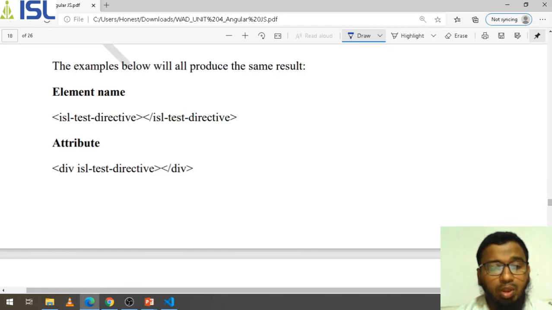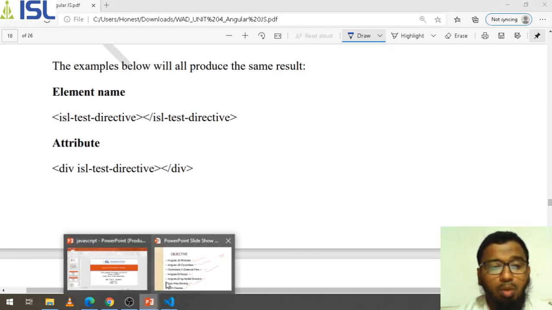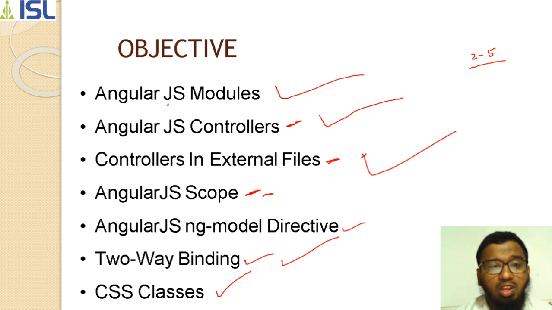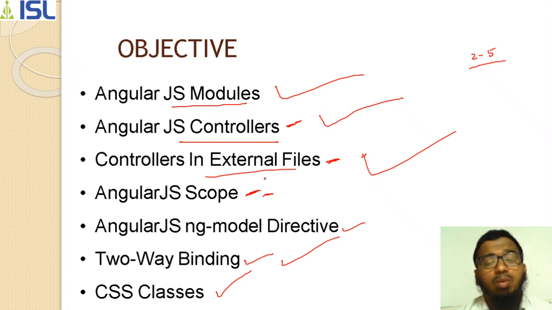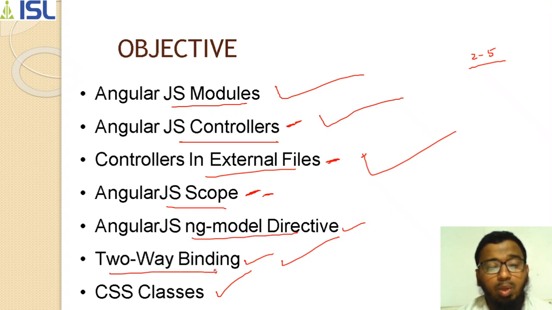Till today I am going to stop here. Today we have seen the AngularJS model, controller, and how to get control from an external file, AngularJS scope, ng-model directive, two-way binding, CSS. Definitely a 2 to 5 marks question will come from today's objectives. Any one of the topics can come.